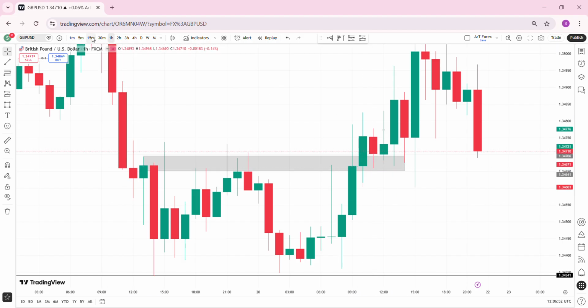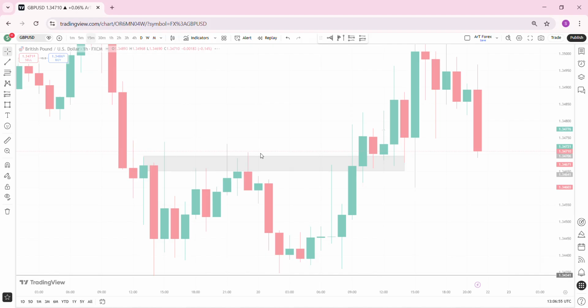Okay, let's break it down on 15 minutes time frame up to 5 minutes, and then we go deeply up to our 1 minute time frame for the trade that I've managed to take on this pair GBPUSD.